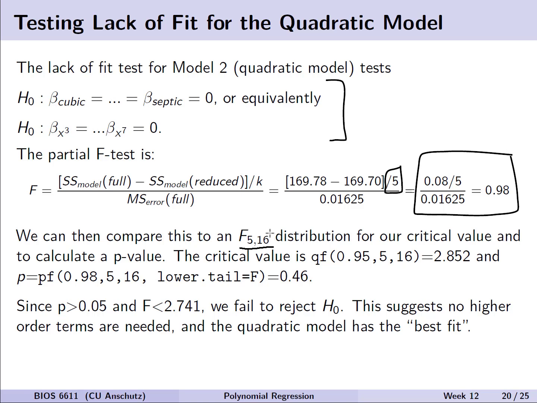We can compare this then to our f distribution with 5 and 16 degrees of freedom to calculate a critical value and a p-value. Here we see that the critical value is 2.852 and our p-value is 0.46, so much larger than 0.05. In this case, because p is greater than 0.05, or correspondingly our f statistic is less than the critical value, we fail to reject the null hypothesis. This suggests no higher order terms are needed, and that the quadratic model has what we might think of as the best fit for the data we have.